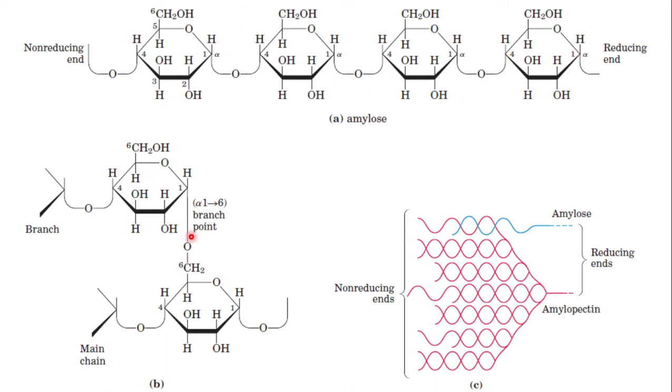And here you can see amylopectin. What's the importance of amylopectin? It is branched. What type of branching? Alpha 1,6 glycosidic linkage. Carbon number 1 of a sugar is bonded with carbon number 6 of another sugar, forming a branching alpha 1,6 glycosidic linkage.